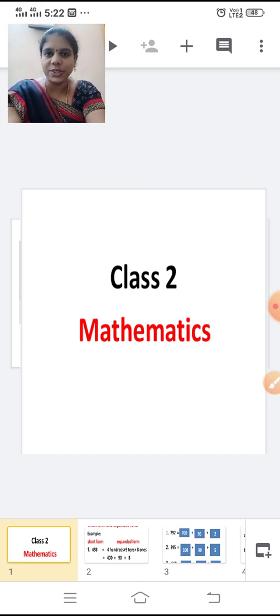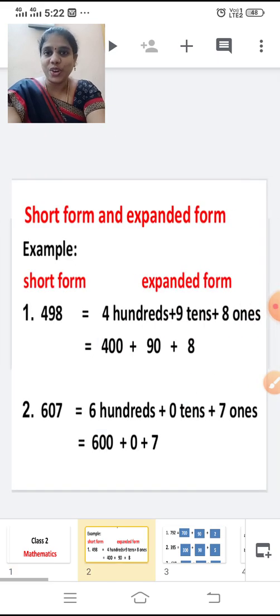Today we are going to see short form and expanded form. I think you all know this, right? We saw it in chapter number 1, so no need for much explanation. We'll directly go with the sums now. What do you mean by expanded form? It is the sum of the place value of the numbers, right? And in short form, we write the face value of each digit.